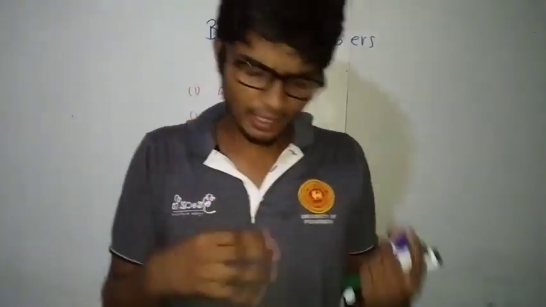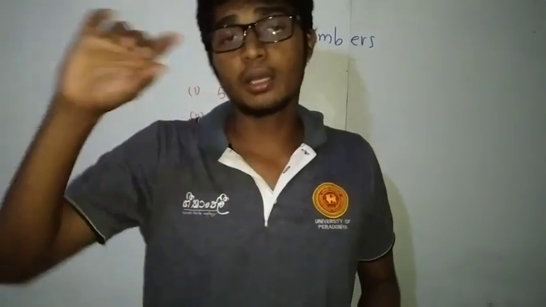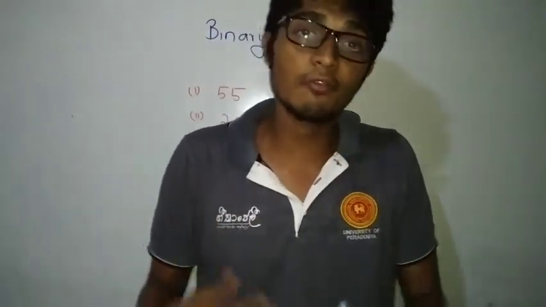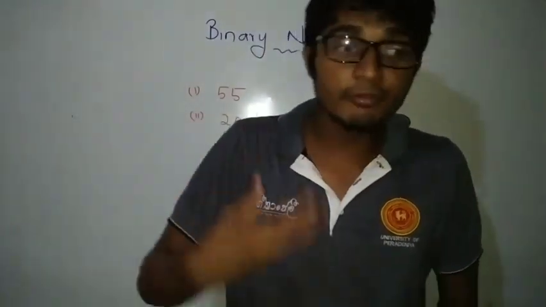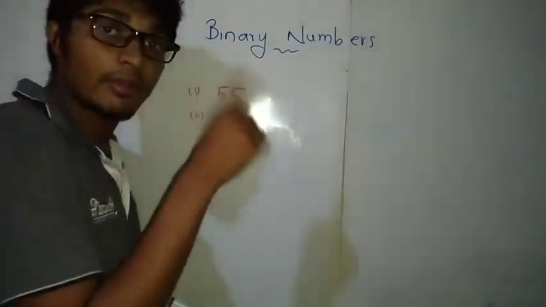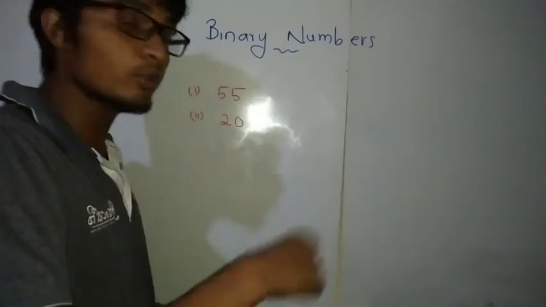Okay guys, so we are done with converting binary number system into decimal numbers. Now we will convert decimal numbers to binary number system. In order to verify those things, we will do a couple of problems. So we will consider 55 and 20. How are you going to convert 55 and 20 into binary number system?